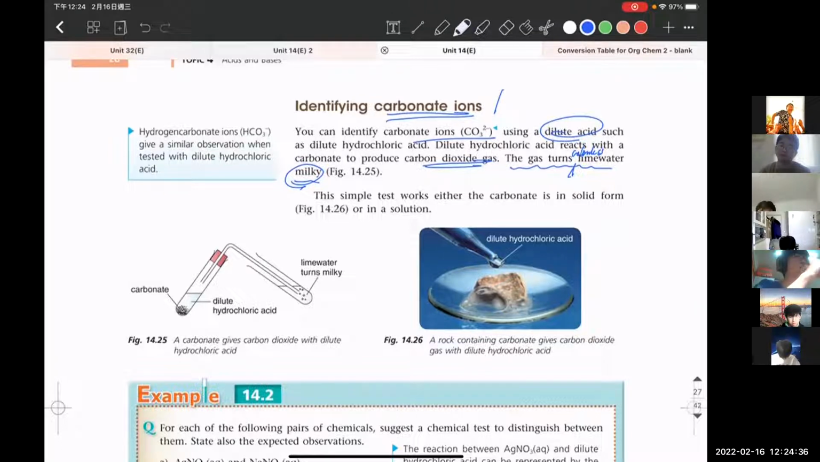Anyone who can help? Besides carbonate, there is one more different type of ion which will cause effervescence when I add dilute acid to it. Anyone who knows?